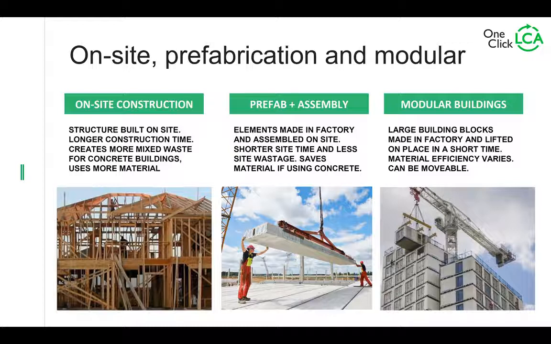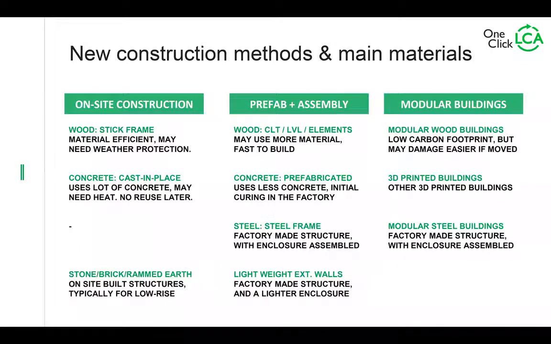The last, today still a niche application, is 3D printing buildings, which already is done to some extent, for example, by Mighty Buildings in California. We can expect that to also grow. I wouldn't classify it under any of these categories though. So we have on-site, prefabrication, and modular. And all of these construction methods can be used with most of the main materials.